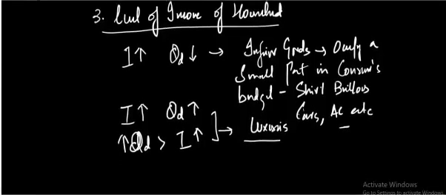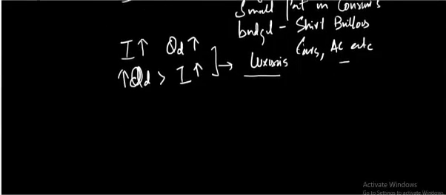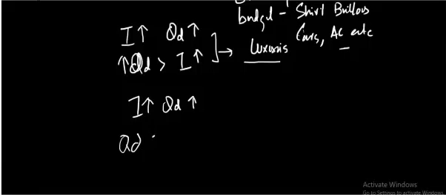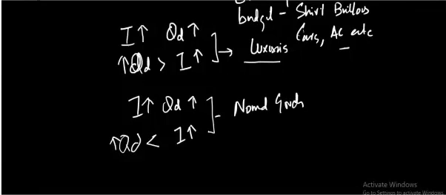Now the third case, when the income increases and the quantity demanded also increases, however not in the same proportion, or we can say the increase in quantity demanded is less than the increase in income. Such goods are known as normal goods, like your foodstuff.